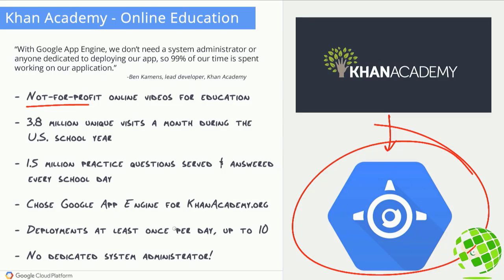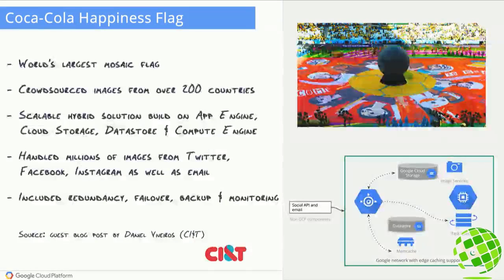In fact, scaling is built right into App Engine. It'll scale up, scale down. We only pay for what we use, and we don't need any operations folks. In fact, Khan Academy has no dedicated system administrator, and it's very rapid development. They do up to 10 deployments per day, at least one a day, up to 10 a day. So it's an extremely attractive option for many use cases. Next up, we have the Coca-Cola Happiness Flag.